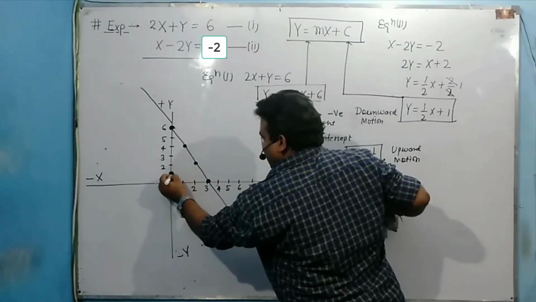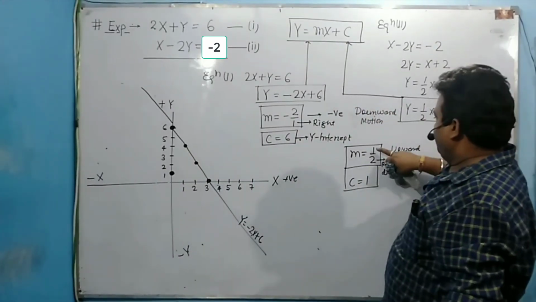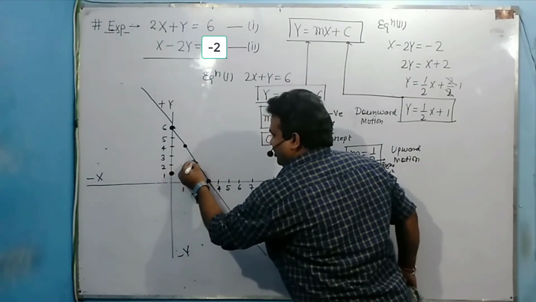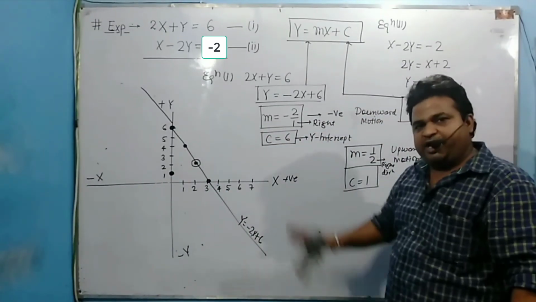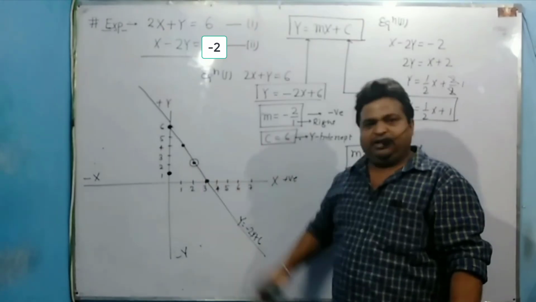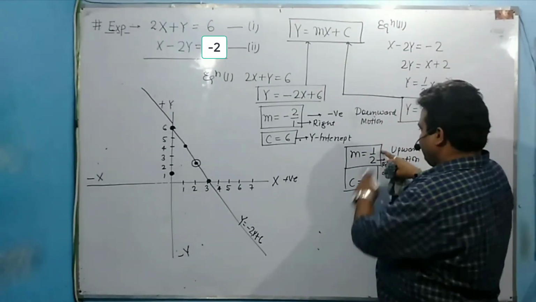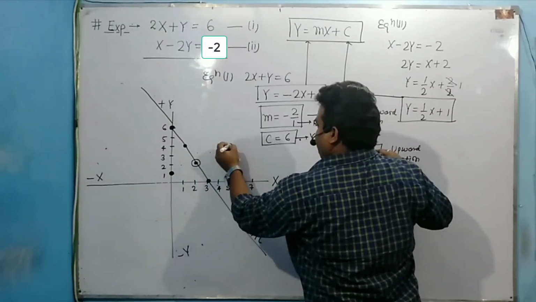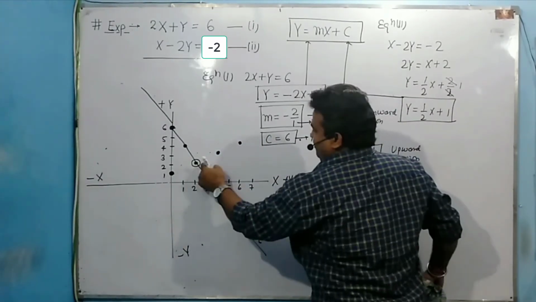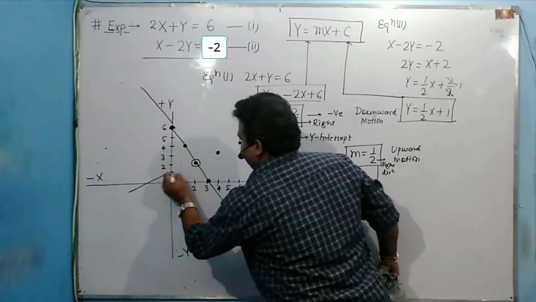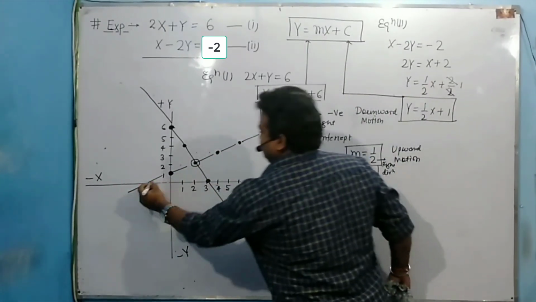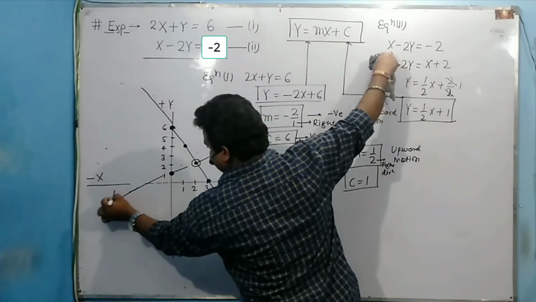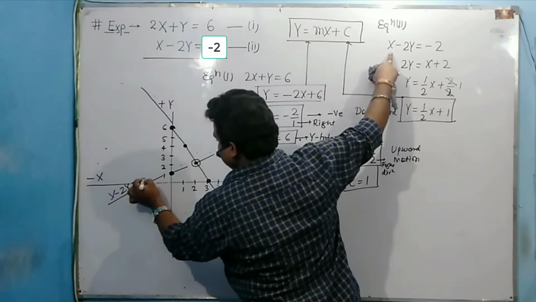So my line must pass through this point. Now 1 step upward, 2 steps rightward. Again 1 step upward, 2 steps rightward. Find out the intersecting point. Again, 1 step upward, 2 steps rightward. With the help of these 4 points, I am going to draw a straight line, and this straight line represents the equation x minus 2y is equal to minus 2.